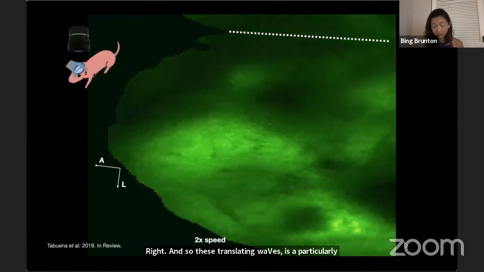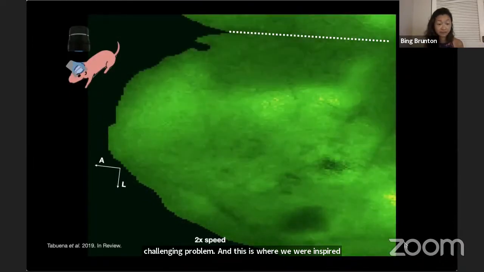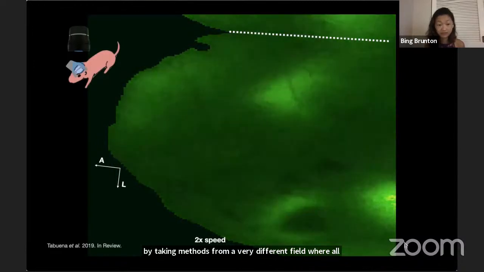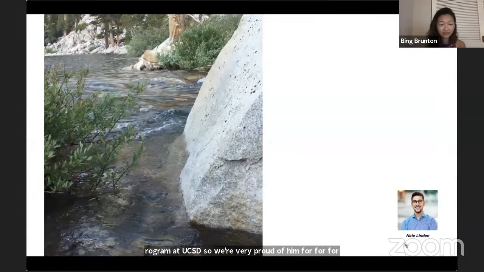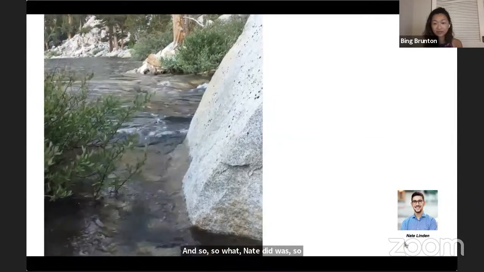This is where we were inspired by taking methods from a very different field where all they study is flow of fluids. The project turns out to have been led by a very talented undergraduate student in my lab at the time, Nate Linden. Nate has since moved on to a PhD program at UCSD, so we're very, very proud of him for this progression.